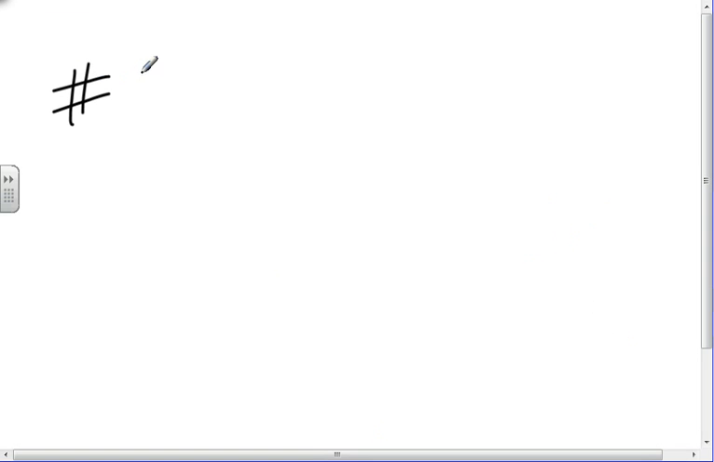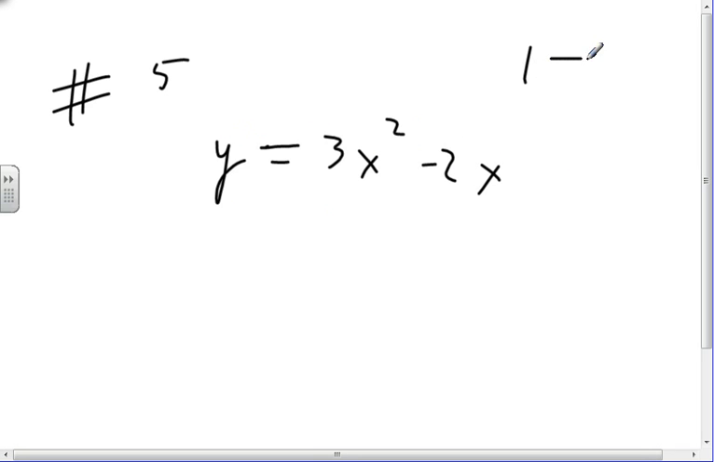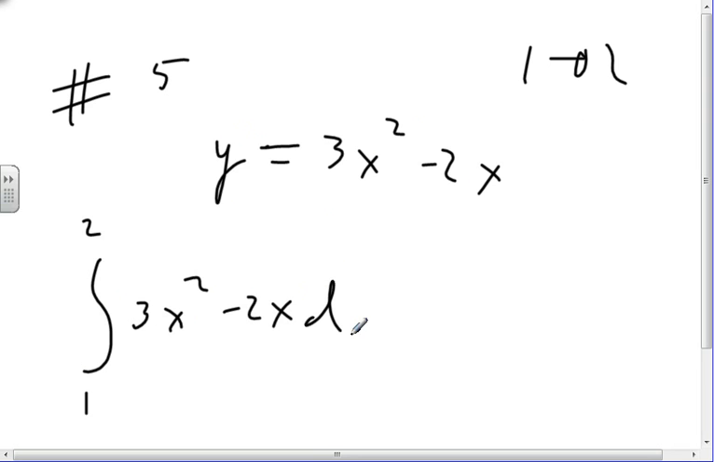And number 5? That was, no, 5. Yeah, 5. Y is equal to 3x squared minus 2x, and I'm going between 1 and 2. Integral between 1 and 2, 3x squared minus 2x dx equals x cubed minus x squared evaluated at 1 and 2.